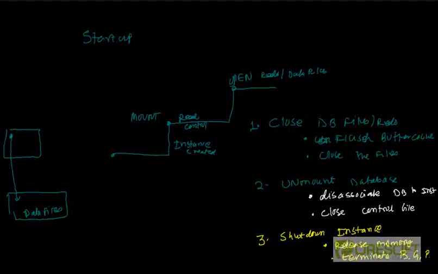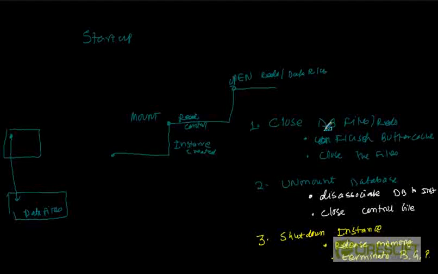There are three different modes in which you can shut down the database. The one where you just give the command shutdown means all three things are going to happen: it's going to close the DB files, unmount, and shut down the instance. That is the default mode, called normal. So if I just write shutdown, that means it is a normal shutdown.